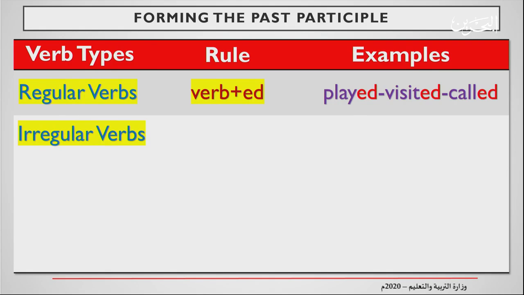And you have another category, which is irregular verbs, where there is no rule to it. So you say be, the past participle of be is been. You see, the whole verb changes.